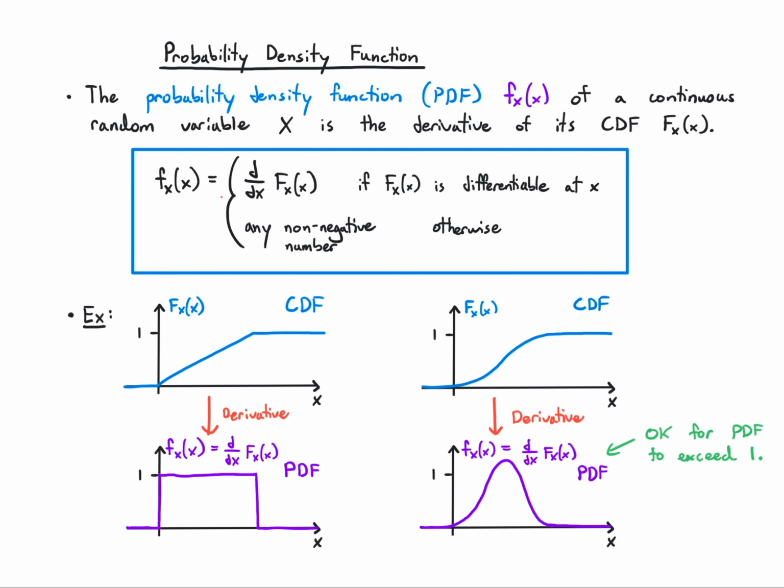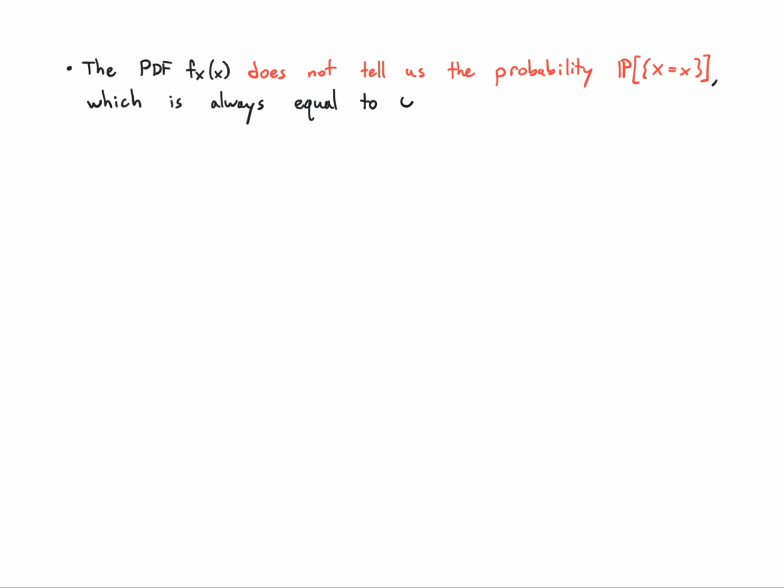It is okay for the PDF to exceed 1 because the PDF is not the probability of a value. Specifically, the PDF is not telling us the probability that x is equal to little x. This is always going to be 0 for a continuous random variable.